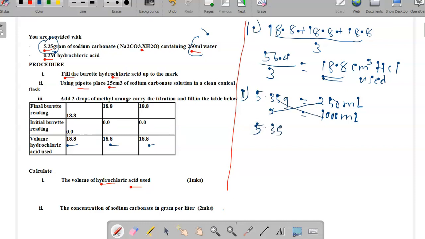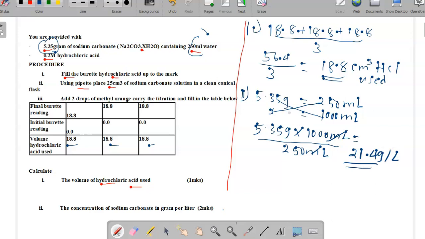5.3 gram multiplied by 1000 ml all over 250 ml. ml and ml they cancel. When you divide, you'll get 21.4 gram per liter. So that's the concentration of sodium carbonate in gram per liter.